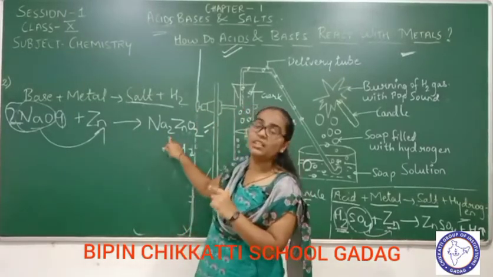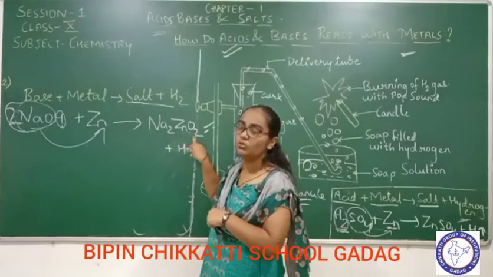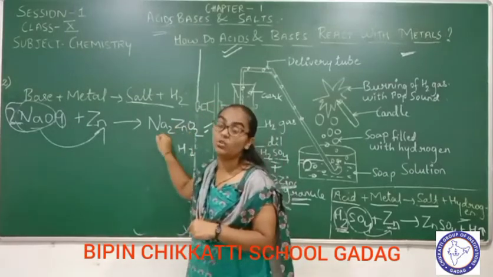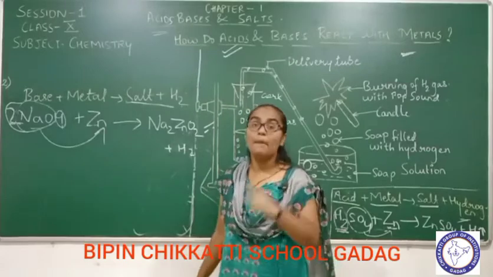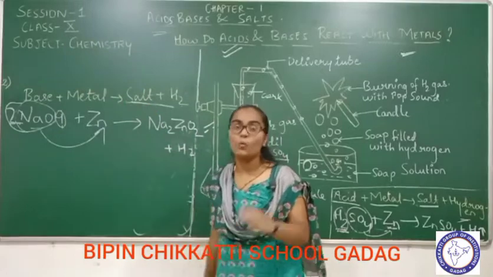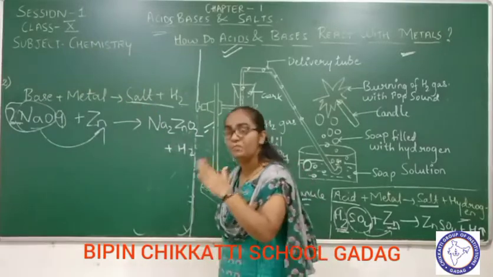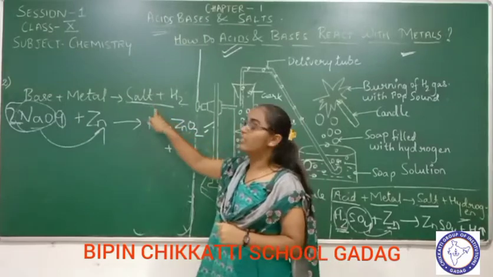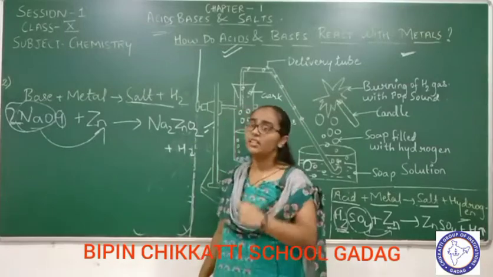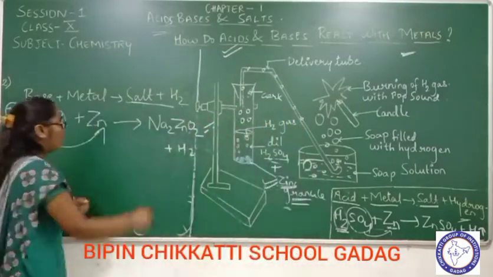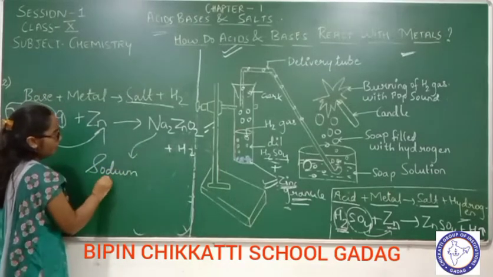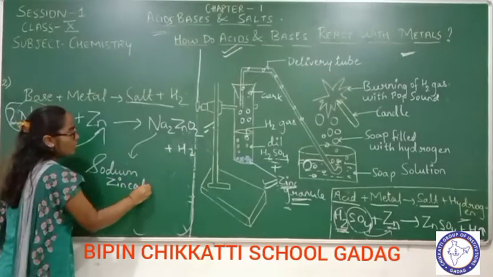So in subscript, 2 sodium, zinc, 2 oxygen, and this molecule's name is sodium zincate. I repeat once again, sodium zincate. How does sodium zincate form? By the reaction of sodium hydroxide and the metal zinc. So whenever the base NaOH reacts with the metal, the salt called sodium zincate is formed, along with hydrogen gas evolving. So the name of this salt is sodium zincate.